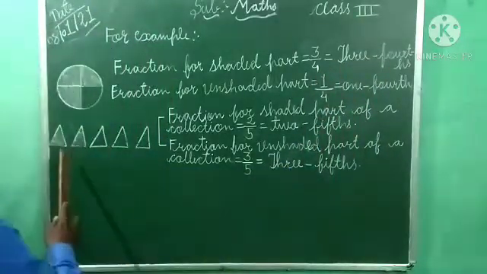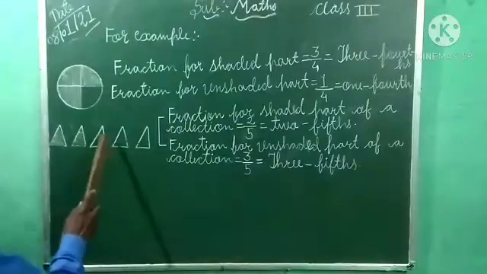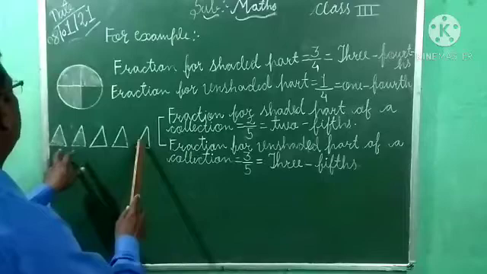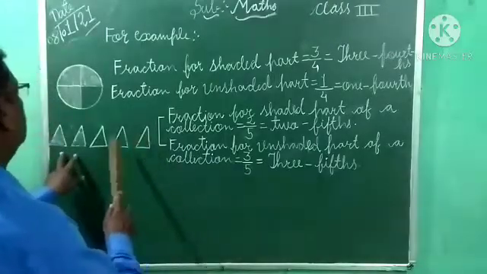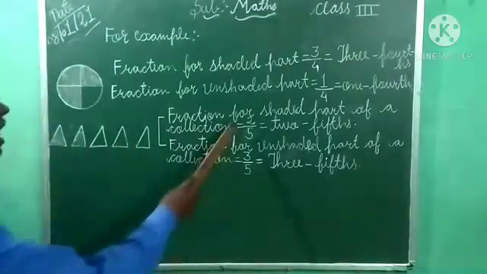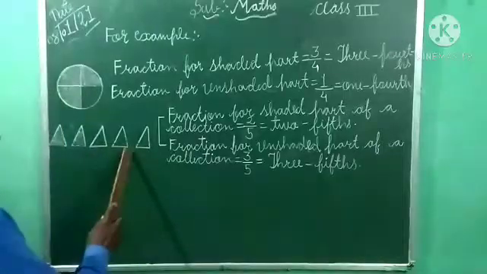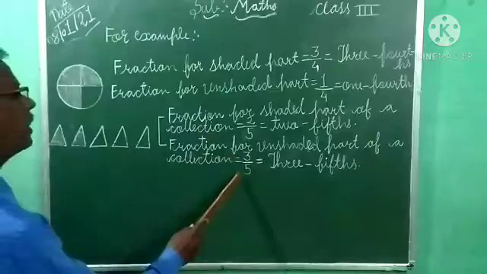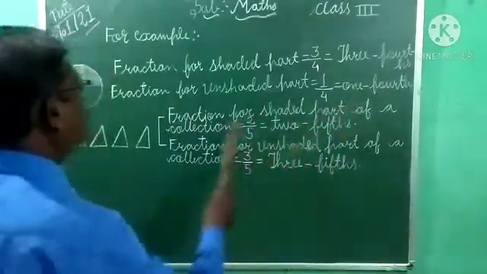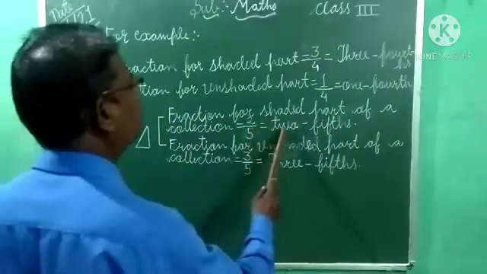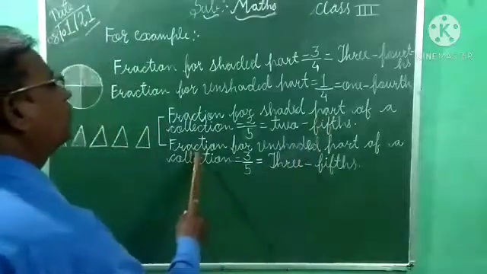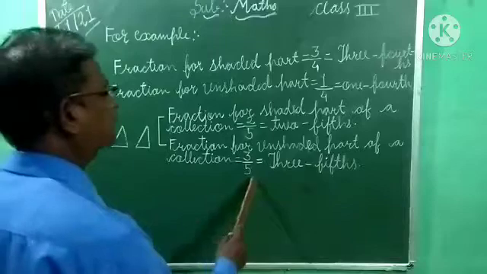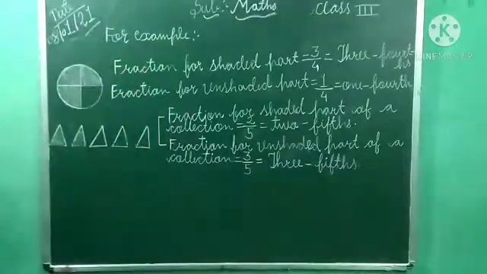In the same way here, a collection of triangles. How many? 1, 2, 3, 4, 5. Among those 5 triangles, how many triangles are shaded? 2. So the required fraction will be 2 by 5. Okay, and from those 5, how many are unshaded? 1, 2, 3. So 3 by 5. The fraction for the shaded part of a collection is 2 by 5 or 2/5, and the fraction for the unshaded part of a collection is 3 by 5. Understood? 3/5. So note down this one.